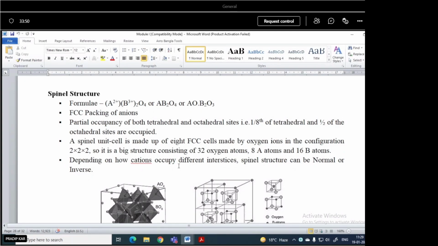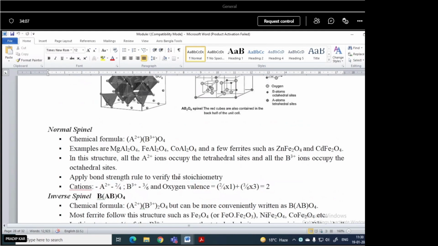So tetrahedral or octahedral sites are available within the spinel, and which ion is occupying the tetrahedral and which is occupying the octahedral, that we have to consider to get the spinel structure. So two types of spinel we are considering: one is normal and one is inverse spinel.